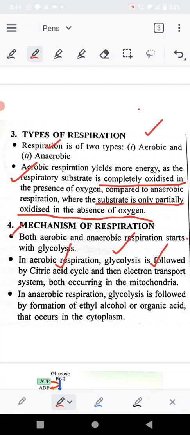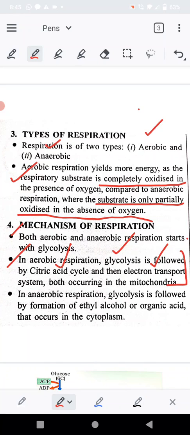I am repeating that aerobic respiration involves the very first cycle, that is glycolysis. It takes place in the cytoplasm and is then followed by the citric acid cycle and the electron transport. The citric acid cycle and the electron transport take place in the mitochondria. So these are the cycles involved in aerobic respiration.